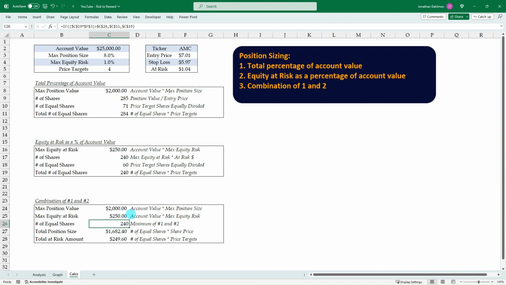We need to go with 240 shares, which gets us to only $1,682 of equity committed versus the 2000 threshold. But that basically maxes out our $250 value here. We're at $249.60. We could change that to 3 price targets. Doesn't change anything. You can see the number of equal shares shifted on option 1.